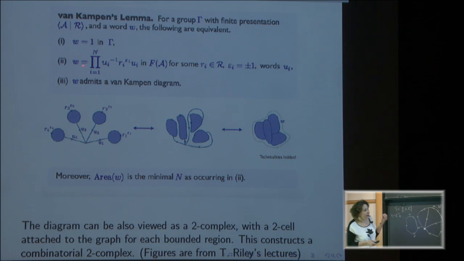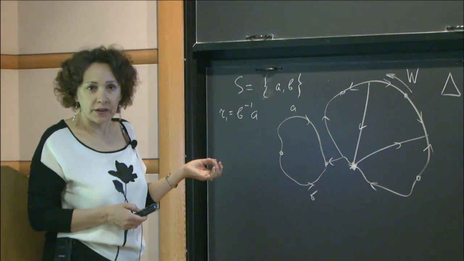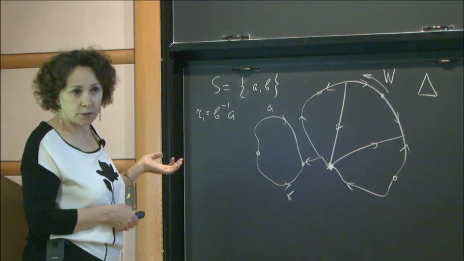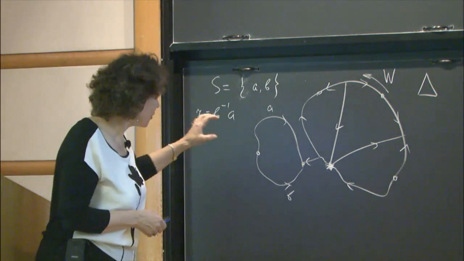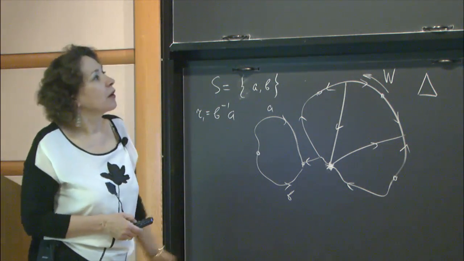And what does this mean? This means that the word is a product of conjugates of relations or their inverses, right? And this is equivalent to the fact that this word admits a Van Kampen diagram. That is, one can draw a Van Kampen diagram so that on the boundary of this diagram we can read our word W, and the bounded regions of the diagram have relations written on their boundary.